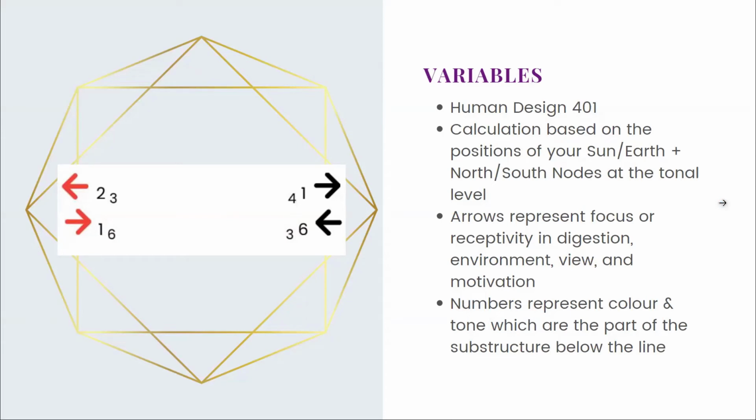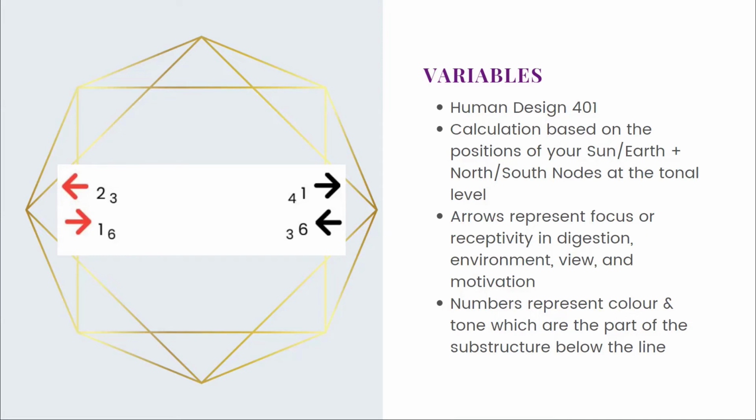The other part of the chart is the variables. So again, this is advanced information. It's calculated based on the positions of your sun, earth, and north and south nodes, both on the personality side as well as the design side. Just a brief overview on the arrows. They represent where you're going to either be more focused or more receptive when it comes to digesting food and information, your environment, how you view the world, as well as how you're motivated.